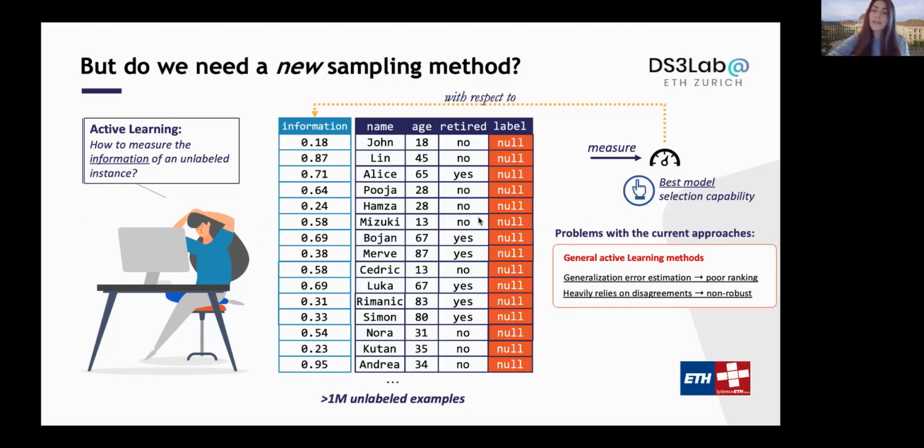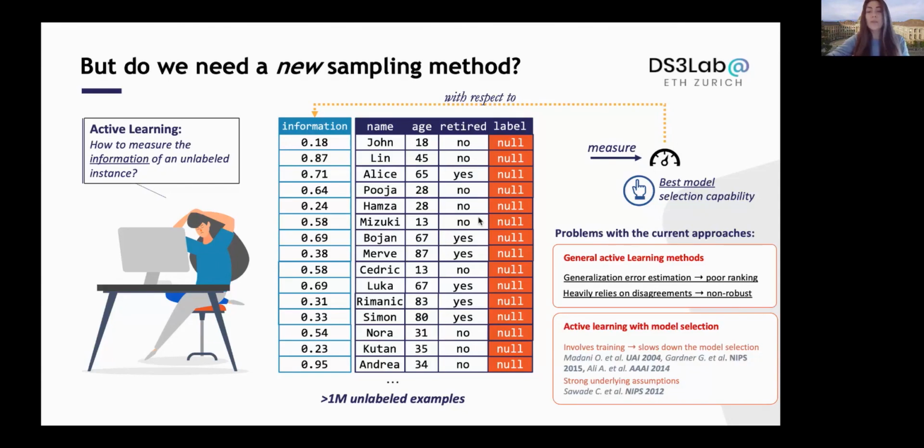There are some active learning approaches that focus on model selection, but often they involve training. But we don't do any training here, and training will slow down the model selection process. And lastly, most of them have very strong underlying assumptions on the models, whereas we are completely agnostic to the machine learning model and the architecture.